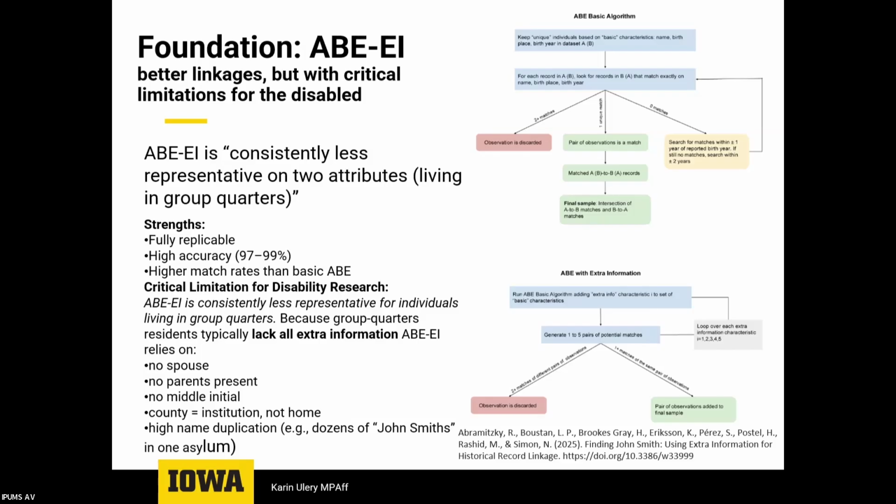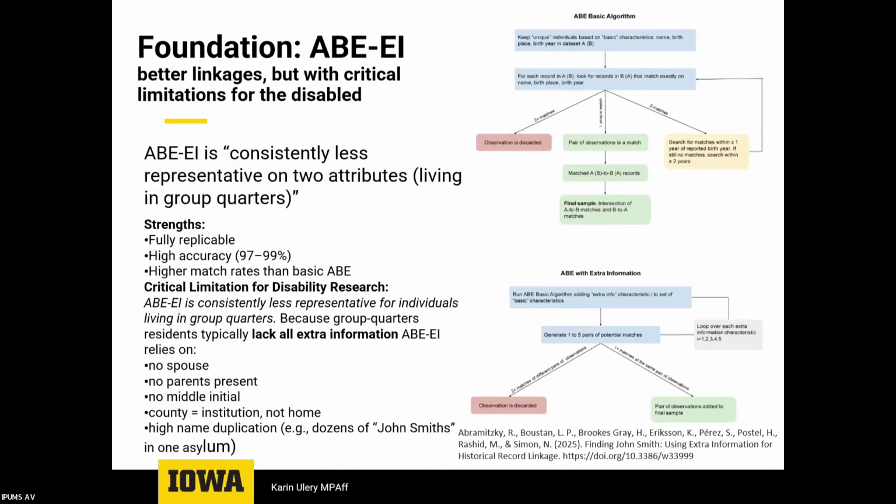They don't appear with spouses or parents. They often lack middle initials, and their county of residence reflects the institution rather than their home counties. As a result, ABEI can't break ties between individuals with common names, and those records are disproportionately discarded. So for disability research, ABEI gives us a foundational linkage framework, but it also exposes a major methodological gap.